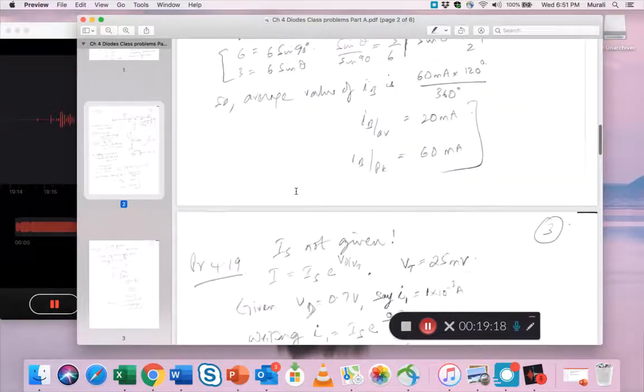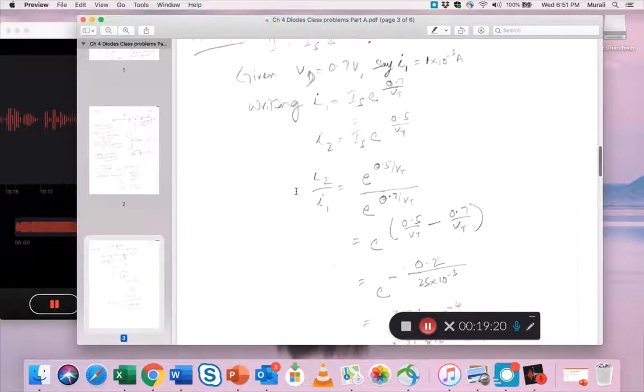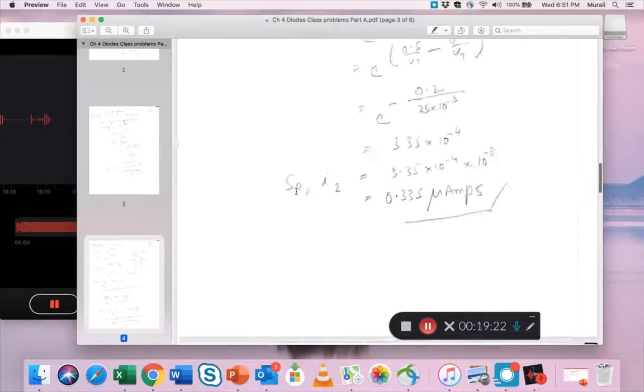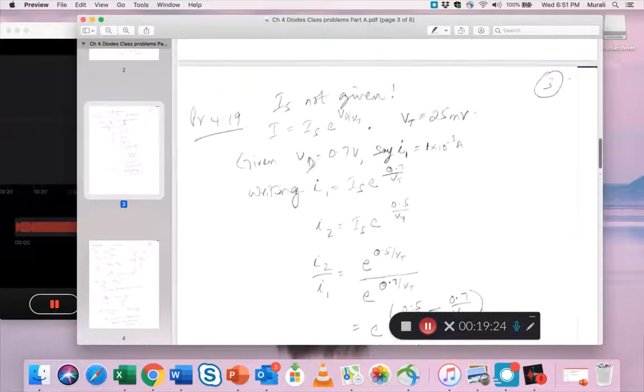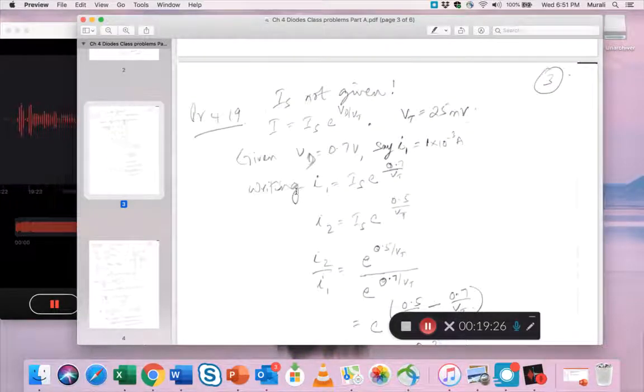417. Oops, sorry. Yeah, 419 is what we are looking at. I'm on top of page 3. IS is not given, right? If we had IS, we don't need all this jugglery. So we have to pretend like we don't know what IS is. We don't even want to take a guess.